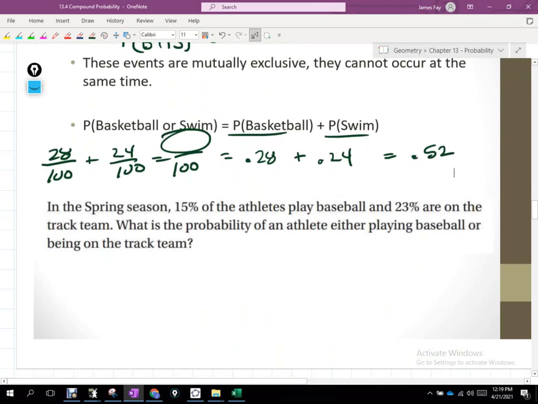it's sums, or the addition. Okay, so in the spring season, 15% of athletes play baseball, 23% are on the track team. What is the probability of an athlete either playing baseball or being on the track team? What do I do there? Add them together. 38%, right? It's pretty easy, right? Okay.